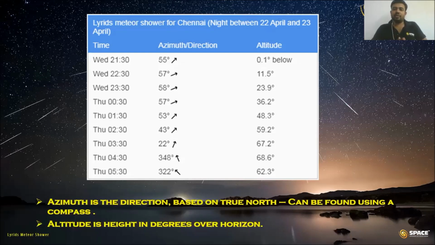Altitude means height in degrees over the ground. From the ground, how much height you have to look up in the sky. That is nothing but altitude.